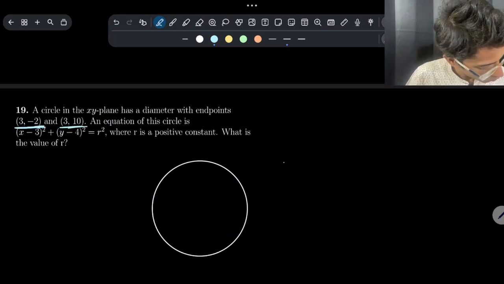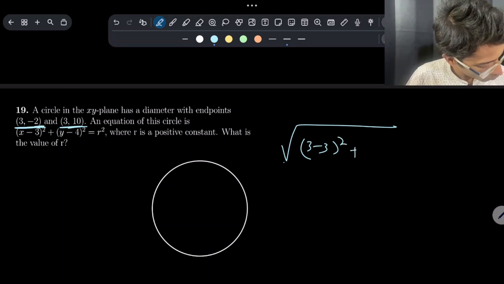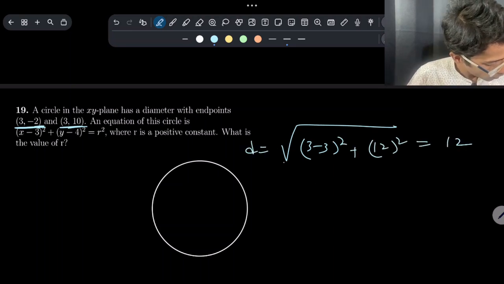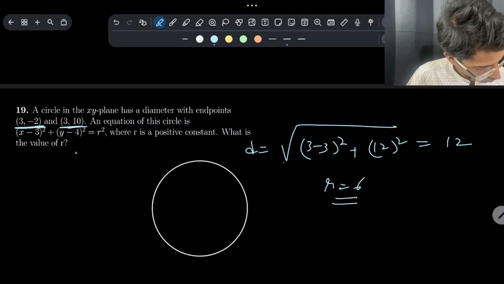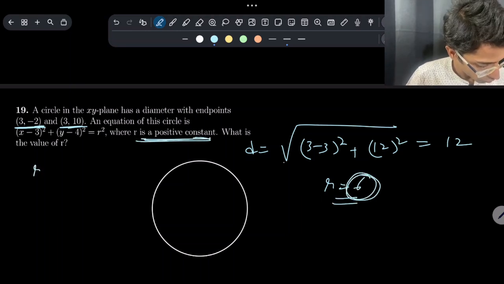The distance between these two points will give us the diameter, which comes out to be the square root of (3 minus 3) squared plus (10 plus 2) squared, which is 12 squared. So the diameter comes out to be 12, so the radius is 6. He's asking you to find the value of r, which is 6. That's it. That is the problem.